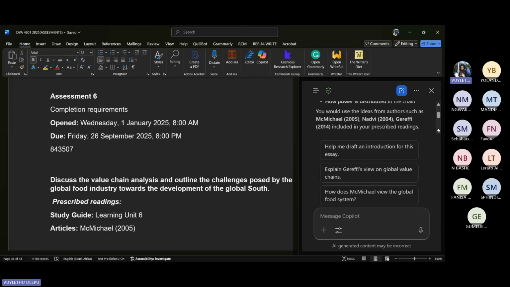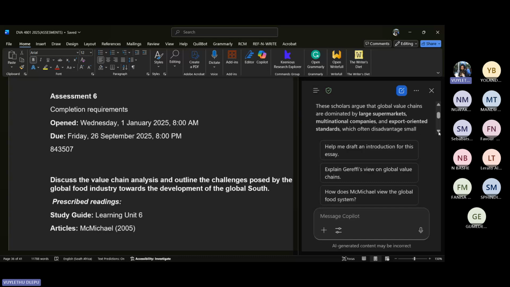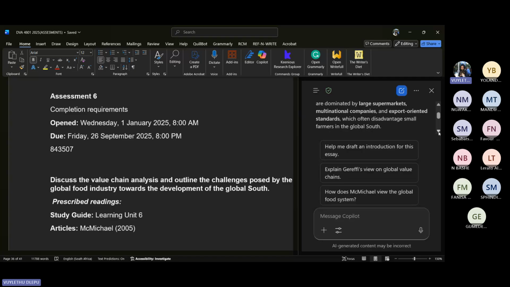And then you would also use ideas from McMichael, Nadvi, Gereffi included. We didn't discuss Nadvi, we didn't discuss Gereffi. I haven't read those. These scholars argue that global value chains are dominated by large supermarkets, multinational companies, and export-oriented standards, which often disadvantage small farmers in the global south.